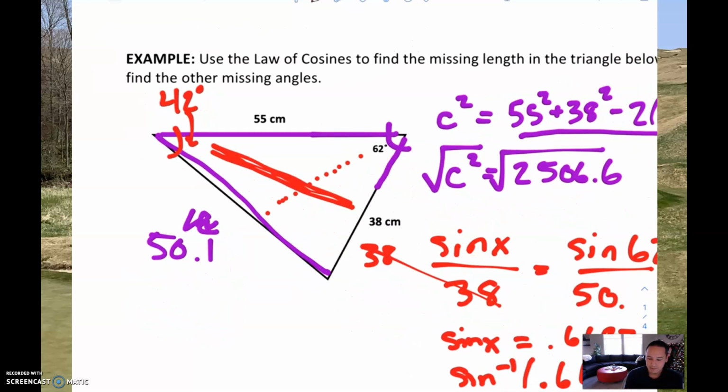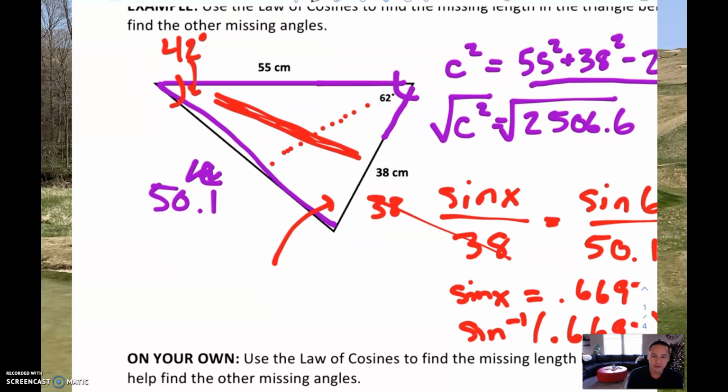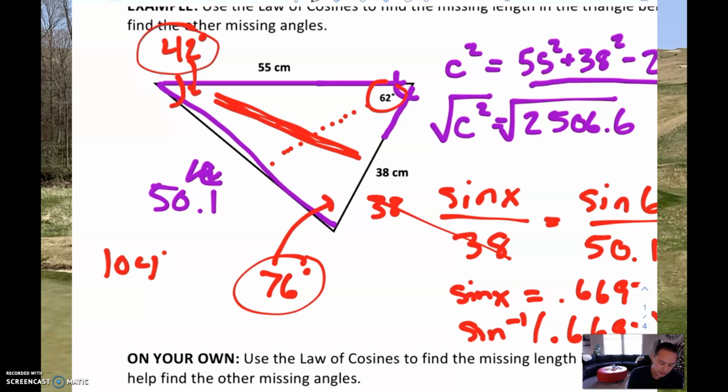And lastly, there is a third angle. This last one, you don't have to do anything fancy. No law of sines, no law of cosines. Just remember, all the angles in a triangle add up to 180. So if you want to find this angle, we can just subtract the two angles that we already have. So the 42 and the 62, that accounts for 104 degrees, which if you subtract it from 180, we're left with 76 degrees for that last angle.